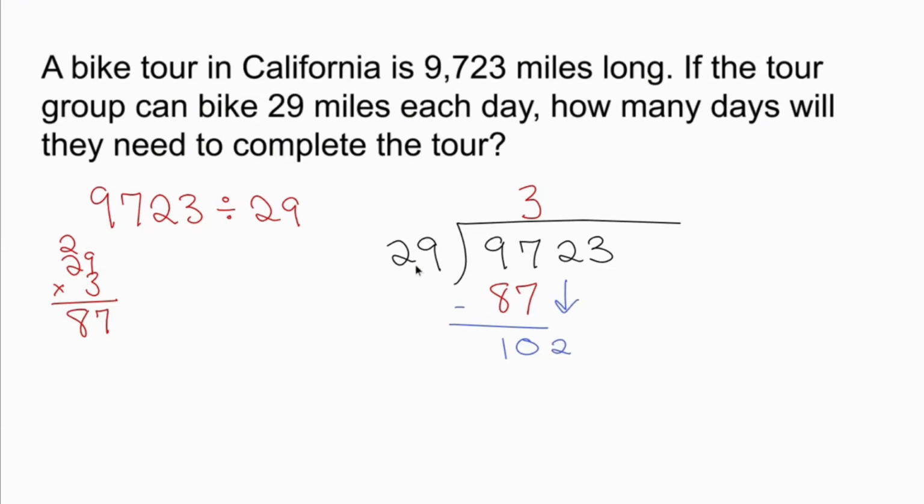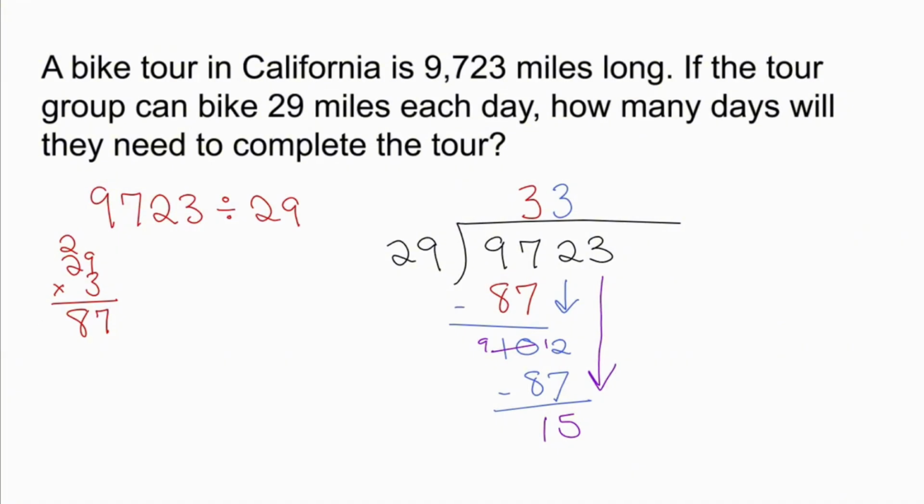How many times does 29 go into 102? I'm going to guess 3 again. Now, 3 times 29, I already know what it is: 87. And we're going to subtract. So when we subtract, 2 minus 7, no, so borrow from the 0, make it a 9, make this a 12. 12 minus 7 is 5. 9 minus 8 is 1. And then we're going to drop down the 3.